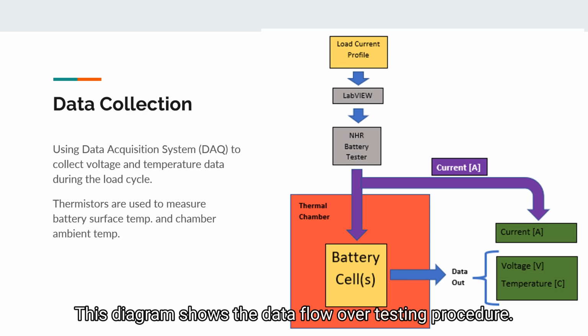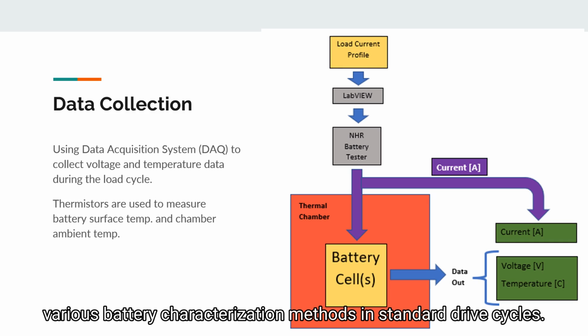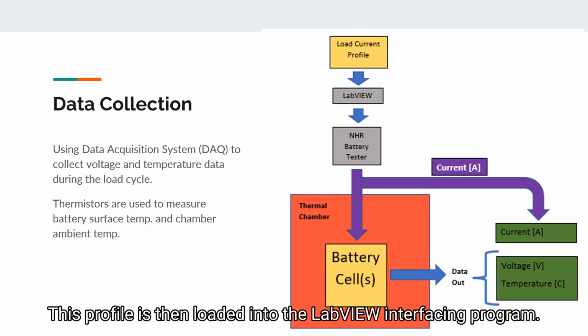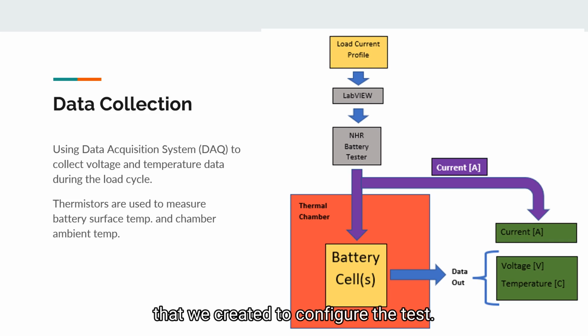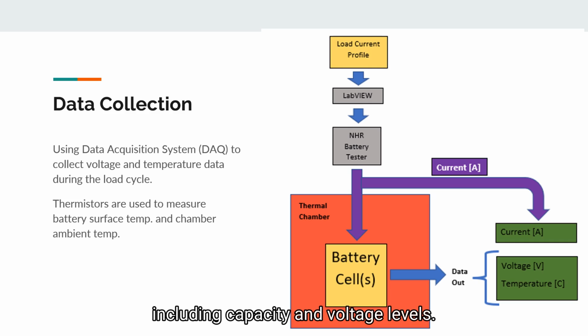This diagram shows the data flow of our testing procedure. We created a load profile after researching various battery characterization methods and standard drive cycles. This profile is then loaded into the LabVIEW interfacing program that we created to configure the test. Lots of other test parameters are entered at this stage, including capacity and voltage levels.